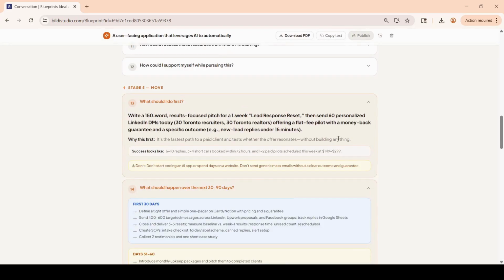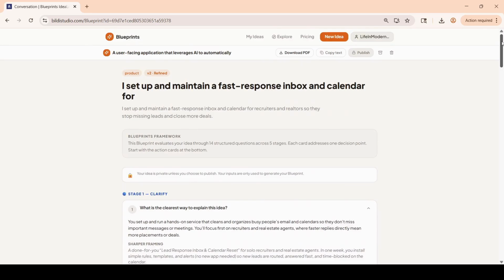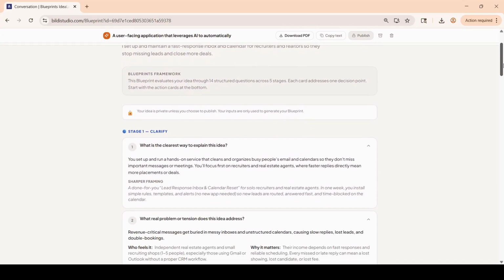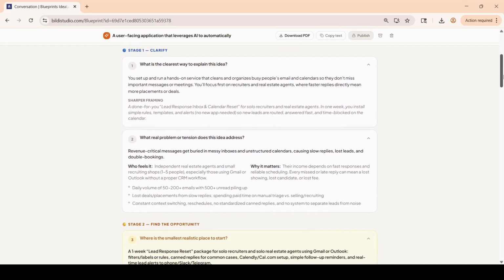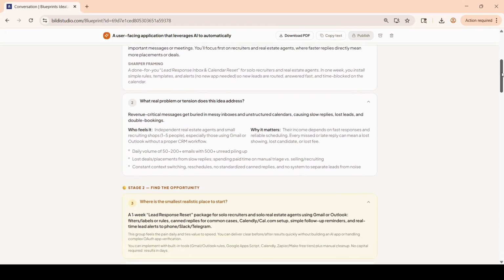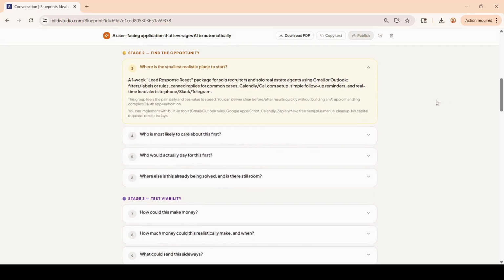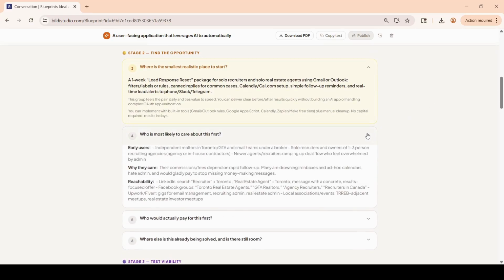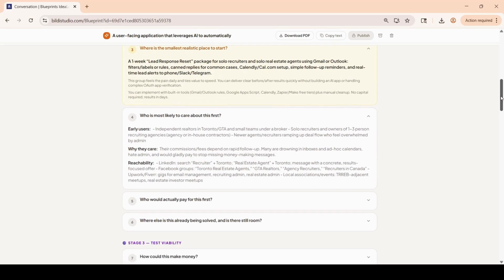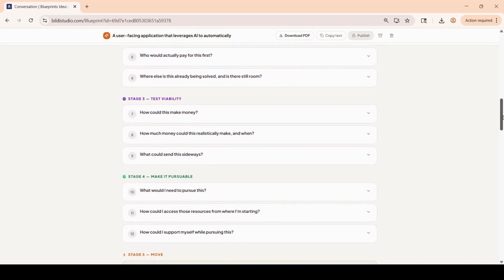Here we can see the updated direction. This is a strong example of the platform's real value. It is not just documenting the first idea as stated. It is helping refine the idea into a version that may be more viable, more practical, and more aligned with what the founder can actually execute. With the regenerated version, the same structured logic carries through. Clearer framing, opportunity assessment, risk awareness, and a more workable path forward.